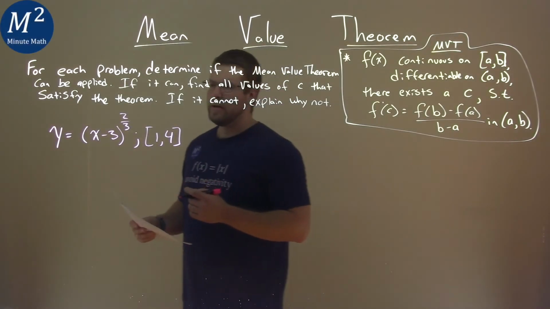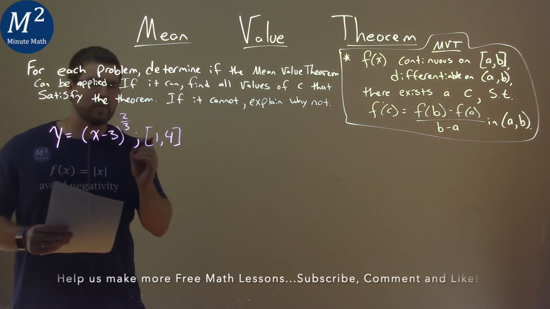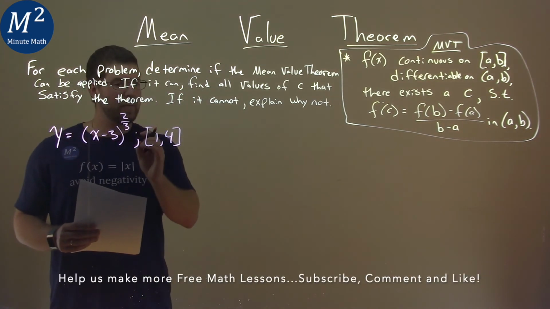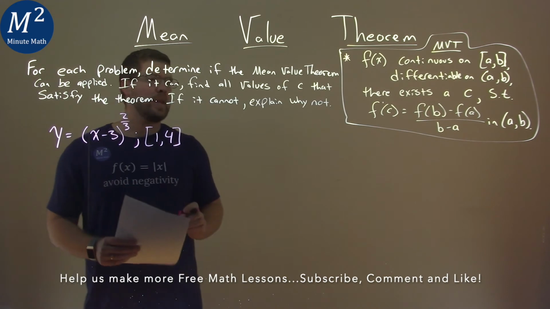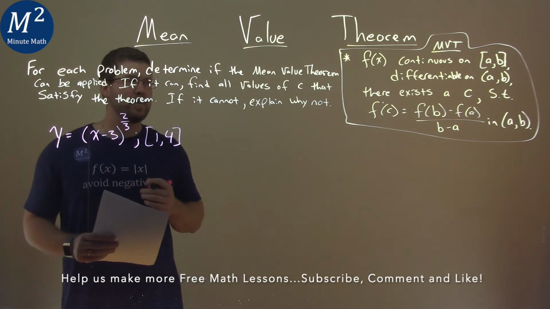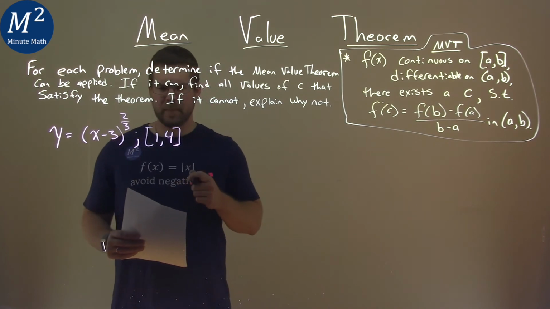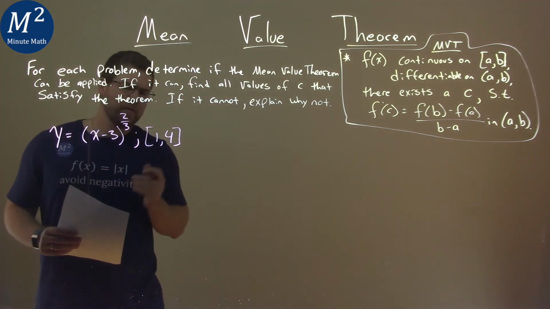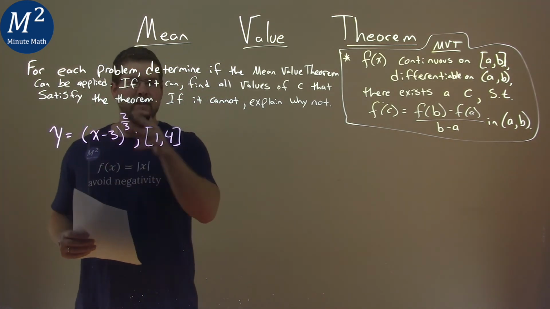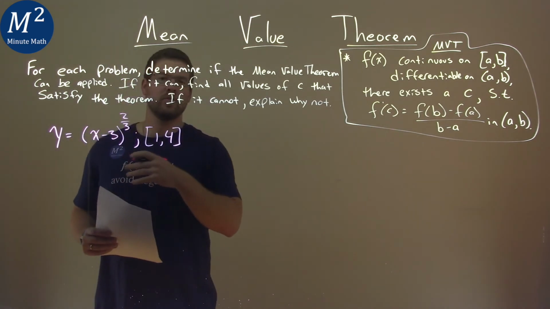I'm given this problem right here, y equals the cube root of x minus 3, all to the 2/3 power, and the interval from 1 to 4, and we determine if we can use the mean value theorem, and if we can, we find the values of c that satisfy this theorem. Now, luckily for us, our function, the way the third root function works here, is continuous everywhere.